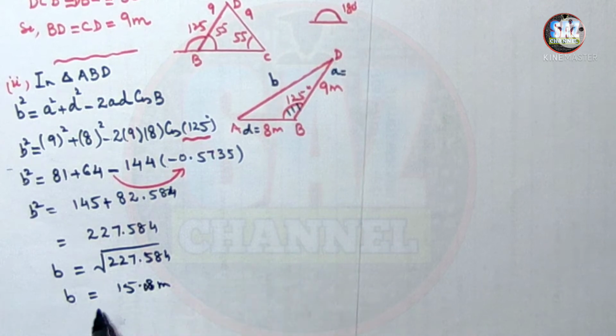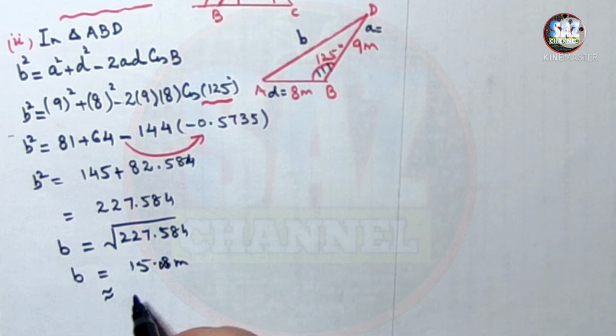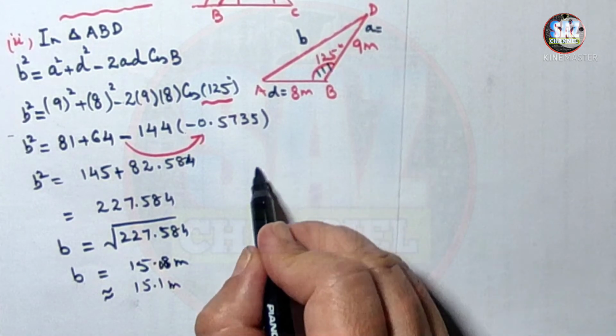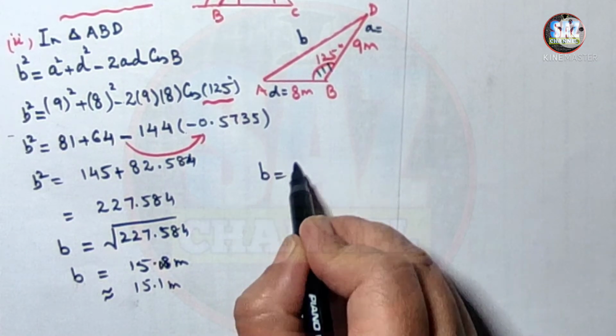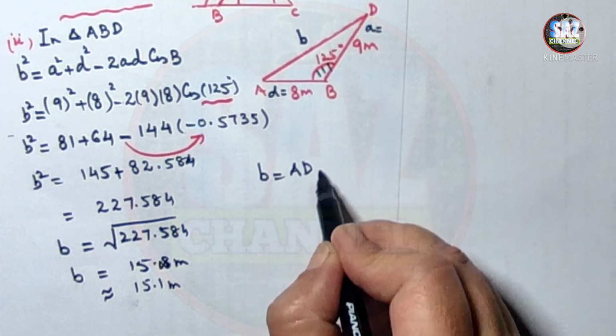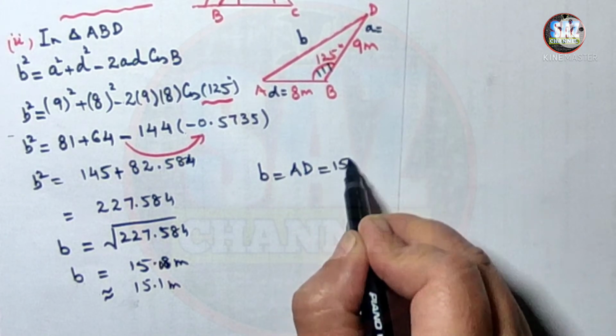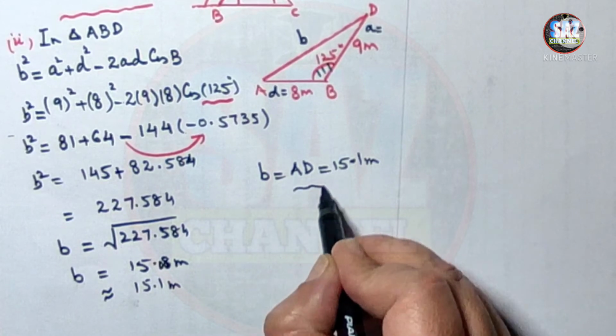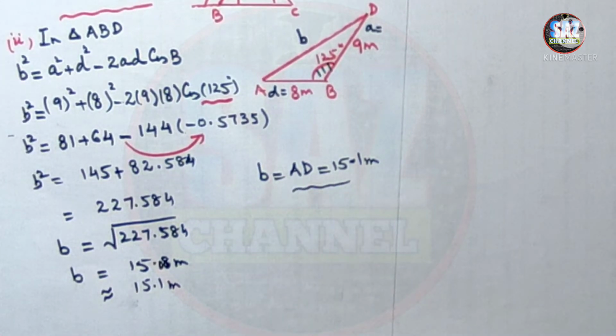b equals 15.08 meters, and as we have to give our answer to 3 significant figures, it will take the form 15.1 meters, and b actually is AD, which is the requirement of the question. AD equals 15.1 meters. I hope you are clear about this question, and let's move to the next question.